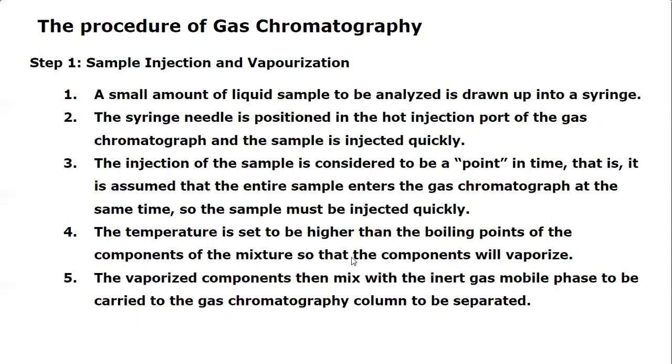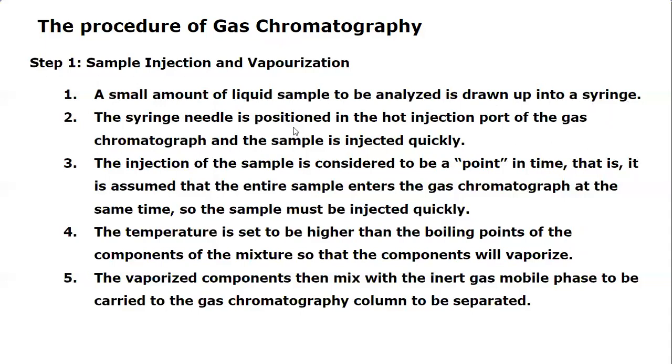Next, the procedure. How can we execute this experiment? To execute this experiment, what steps are involved? First, sample injection and vaporization. Just now we have discussed the instrumentation and its function. A small amount of the liquid sample to be analyzed is drawn into a syringe. So first, a little amount of the mixture in liquid phase that is to be analyzed is taken into the syringe.